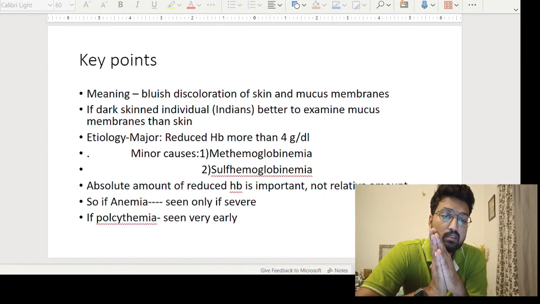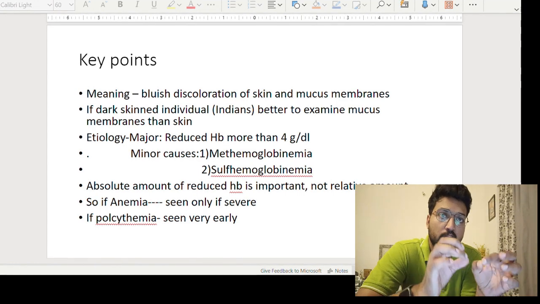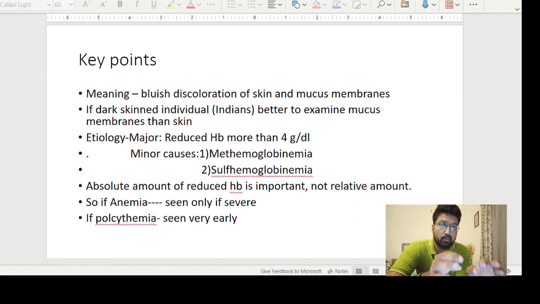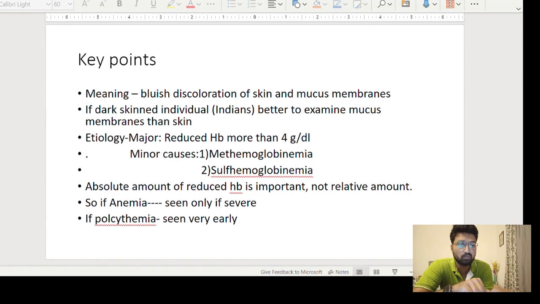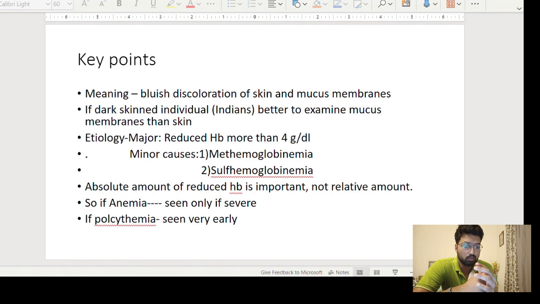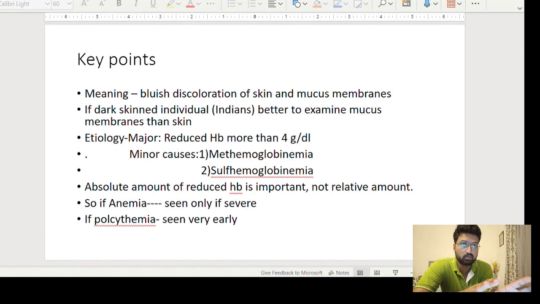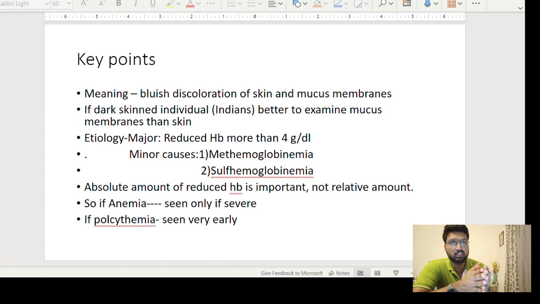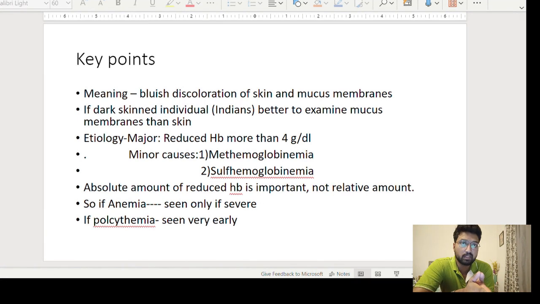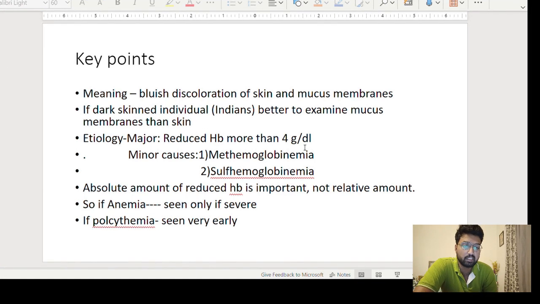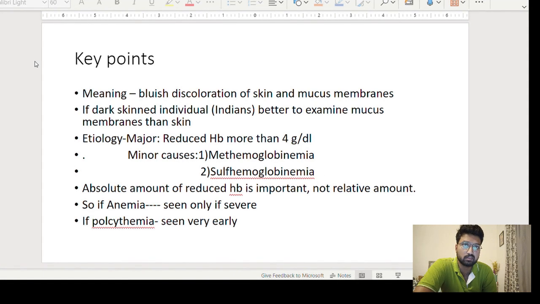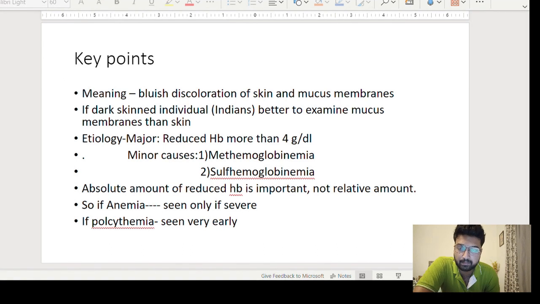Okay. Definition wise, cyanosis is the presence of reduced hemoglobin more than 4 gram per deciliter. Some textbooks will say 5 gram, but Harrison clearly says 4, so we are going with 4. Okay, so presence of reduced hemoglobin is the major cause. Hemoglobin binds to oxygen. If there is no oxygen, we say it is reduced hemoglobin, and this is why cyanosis occurs. But sometimes there are minor causes of cyanosis like methemoglobinemia and sulfhemoglobinemia. So these are also causes of cyanosis, but they are not so common.